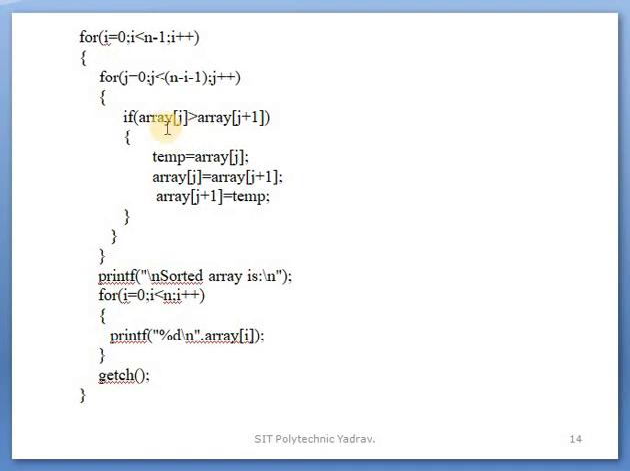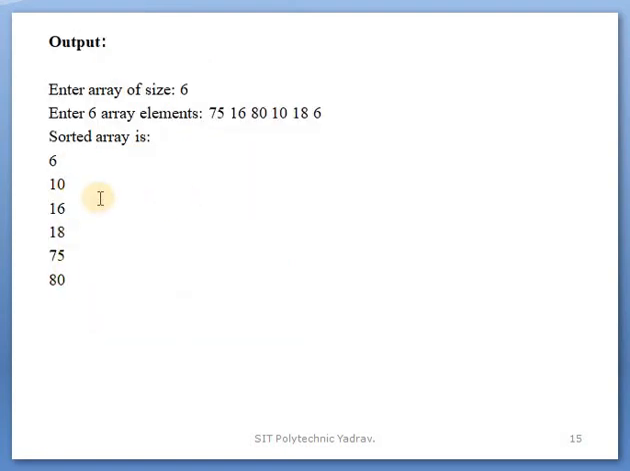In that condition, the greater than sign is used; instead use the less than sign. That means use if array[j] is less than array[j+1], then the array is automatically sorted in descending order. It is sorted in ascending order, but normally or generally all the sorting techniques are sorted only for ascending order.